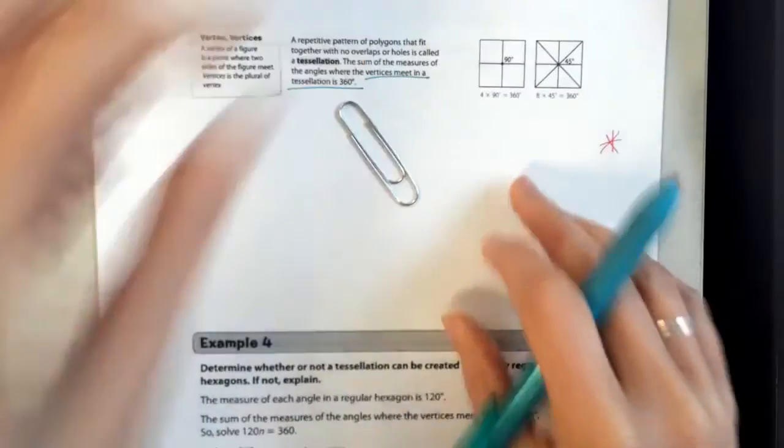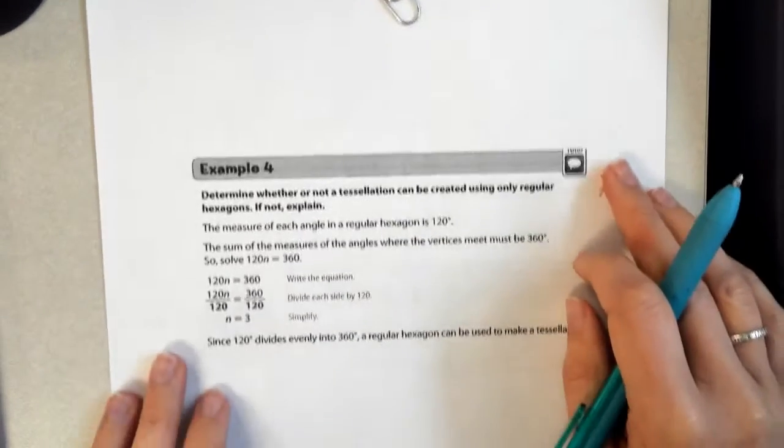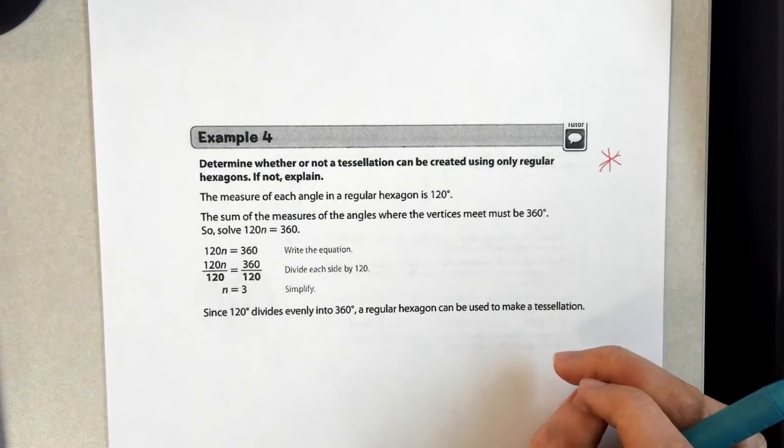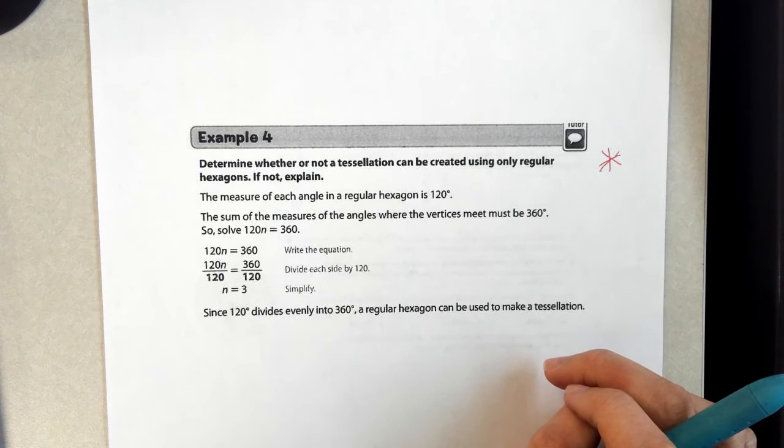Okay. So when we go and look at this next example. It says determine whether or not a tessellation can be created using only regular hexagons. Explain if not. So it says the measure of each angle in a regular hexagon is 120 degrees.